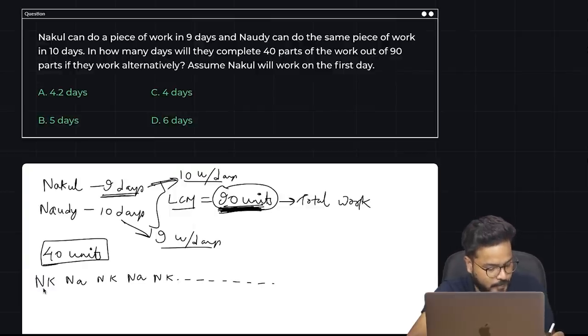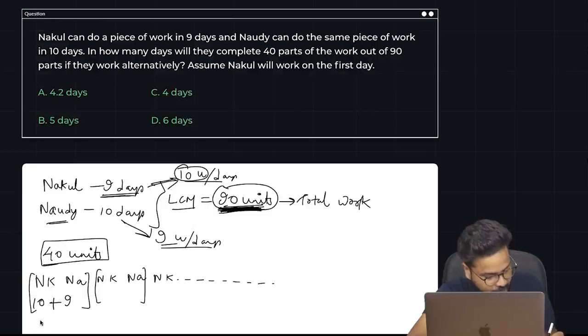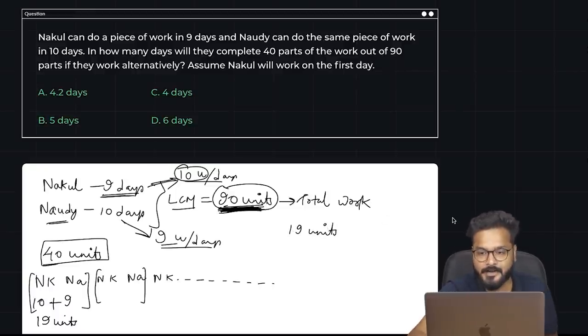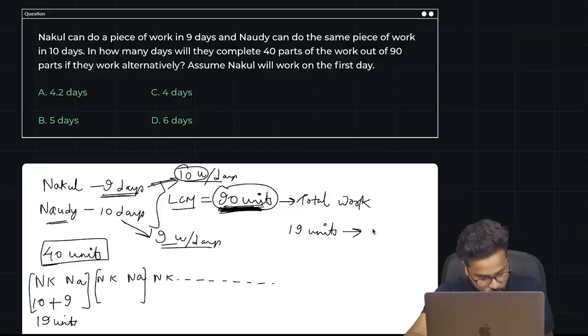Right. So first day Nakul would come, how much work would he complete, guys? Nakul can complete 10 units per day. So first day he'll complete 10 units. Next day, Noddy would come, and Noddy completes 9 units in a day. So second day, he'll complete 9 units. Can I consider this to be one cycle? Because again, this cycle is repeating here. In one cycle, they can complete 19 units, which is basically 2 days.